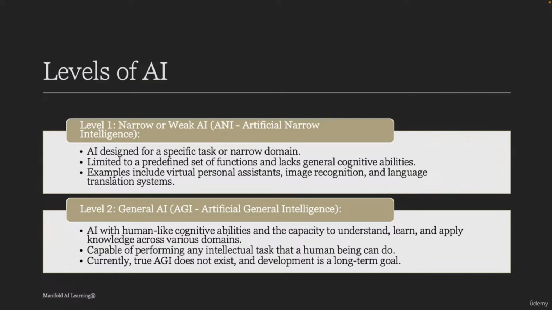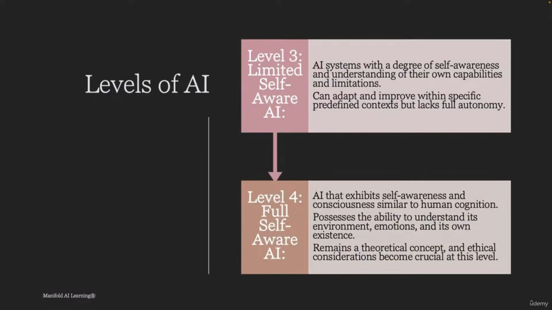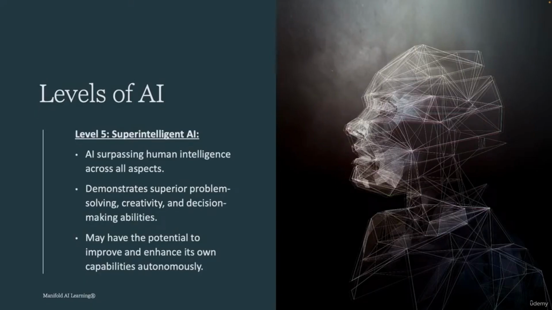And level 2, we call general artificial intelligence. This is a scenario where the AI has human-like cognitive abilities and the capacity to understand, learn, and apply knowledge across domains. It is capable of performing any intellectual task which any human can do. Currently, AGI doesn't exist, and this is a long-term goal. Now, apart from this level 2, there are other levels that we can describe. We've got limited self-aware AI, full self-aware AI, and we also have super intelligent AI.